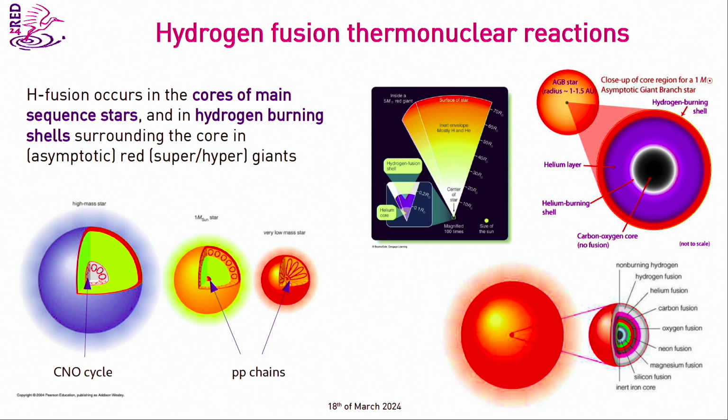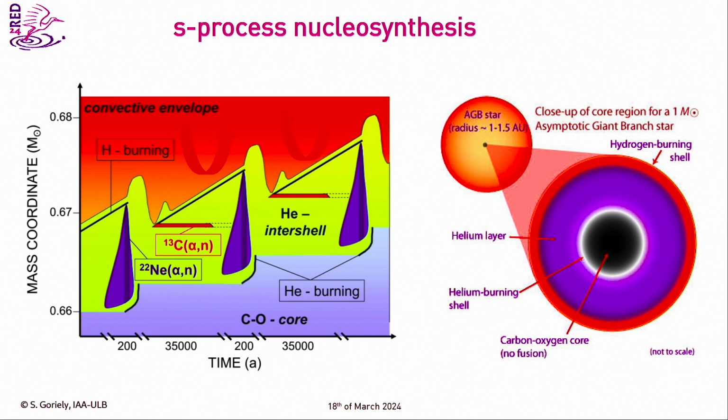So this specific hydrogen burning occurs in main sequence stars and in the periphery of cores in several more massive, more evolved objects. The s-process nucleosynthesis that I told you about before, the slow capture of neutrons to make heavy elements, happens in asymptotic giant branch stars, which the Sun will become one, where you have a carbon core which is not hot enough to have fusion, surrounded by a helium-burning shell, surrounded by an intershell, surrounded by a hydrogen-burning shell. Here you have a diagram with time and mass coordinate.